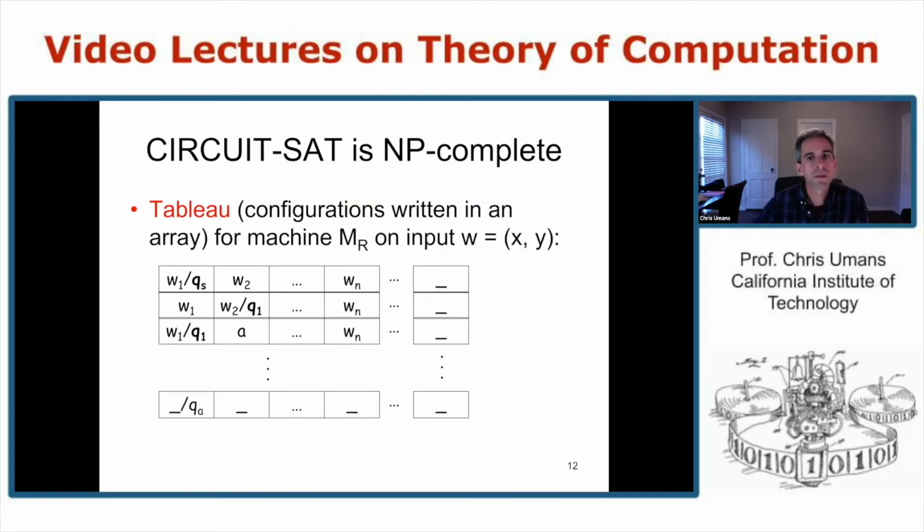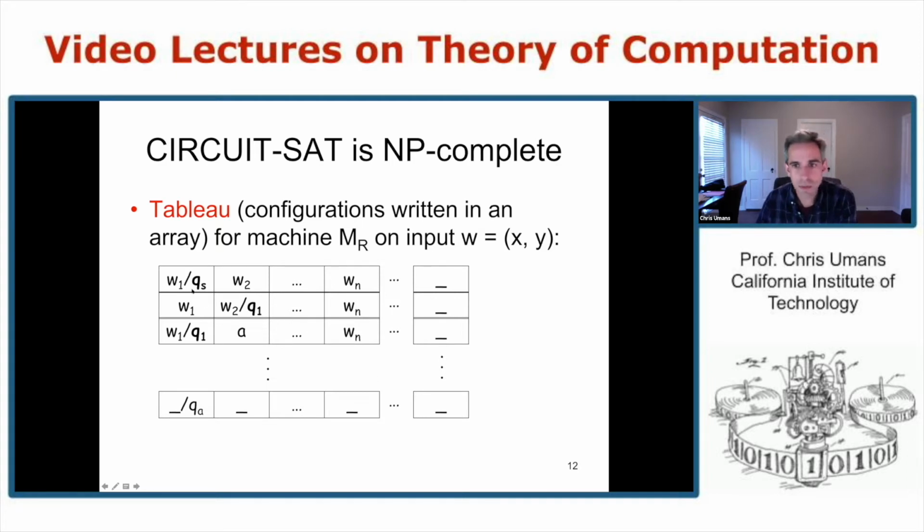To do that, we're going to use something called the Turing machine tableau. I'm not sure if in an earlier lecture you would have covered this, so I'll just tell you what it is here. I hope that you do know, however, what a configuration of a Turing machine is. A configuration is an instantaneous description of the Turing machine. It has the contents of the tape, the position of the head, and the state. If you organize those configurations of a Turing machine M sub R on a given input as it runs, one on top of the other, that's called a tableau, and then you pad them out so you make a nice array.